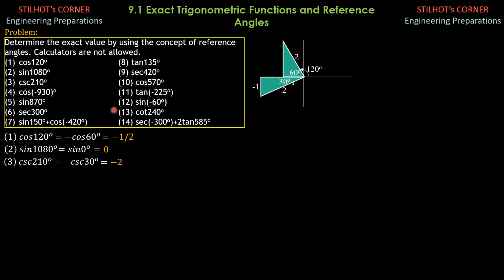Next is cosine of negative 930 degrees. So we have 2 revolutions first: negative 360, negative 360, negative 720. Negative 720 minus 90 is negative 810. Negative 810 minus 90 is negative 900. Then 30 more, negative 930.